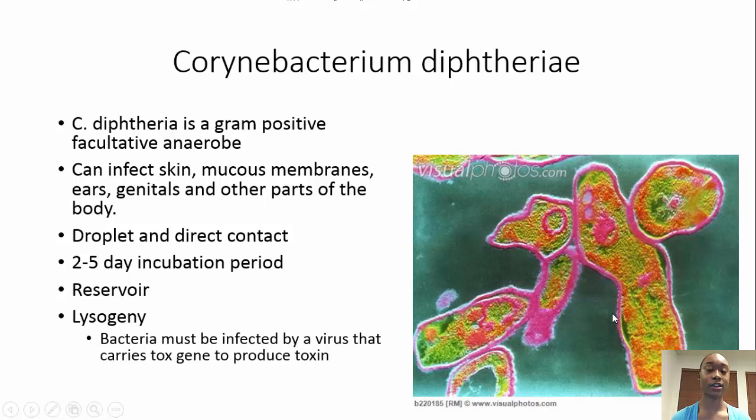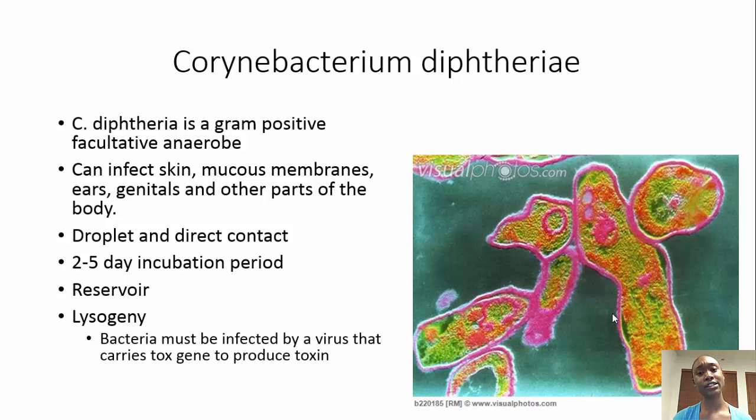It can infect really any part of the body, but it mainly affects mucous membranes, which is where respiratory diphtheria comes from. And it can be spread by droplet and direct contact. The reservoir is humans. There's no other known reservoir of diphtheria.